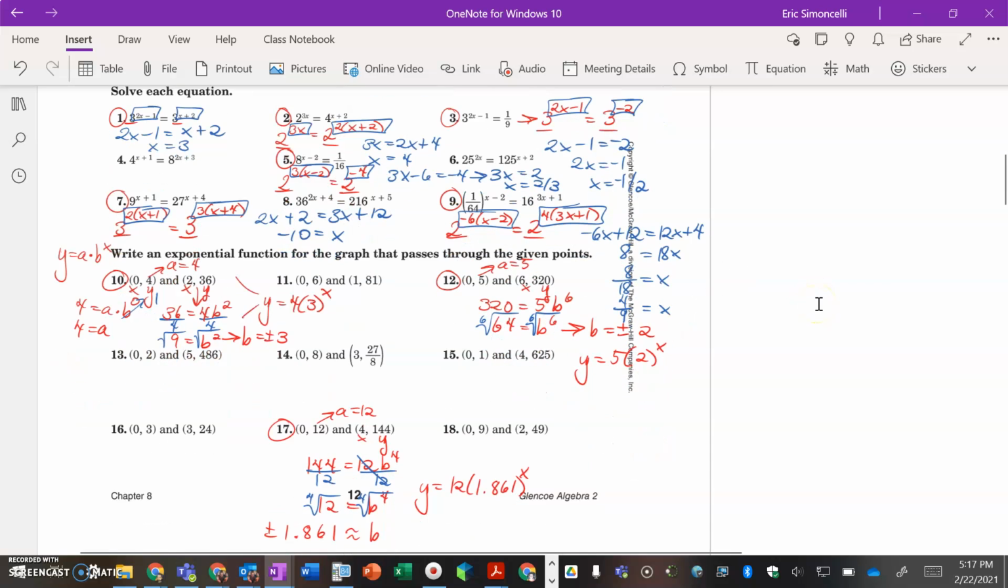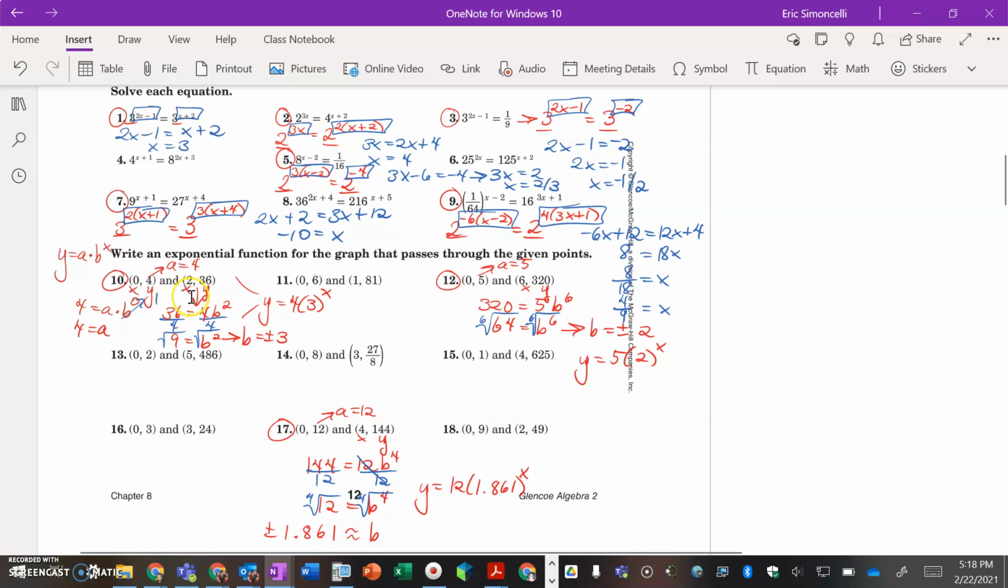Write an exponential function for the graph that passes through the given points. Let's take a look maybe at number 10. We know (0, 4) is the y-intercept. We know (2, 36) is another point. x, y, x, y. So the first equation is as easy as plugging in 4 for y, plugging in 0 for x, and remember this is the equation that we're referring back to, substituting again for y and for x there. b to the 0 is 1, so a nicely is just 4.